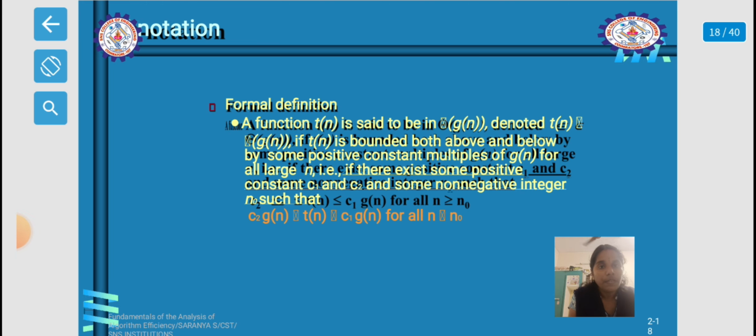Next, the omega notation: a function t of n is said to be in omega of g of n, denoted t of n belongs to omega of g of n, if t of n is bounded below by some constant multiple of g of n for large n. The example: if there exist some positive constants c1 and c2 and some non-negative integer n0.